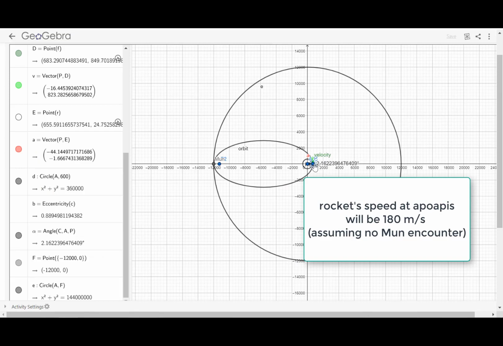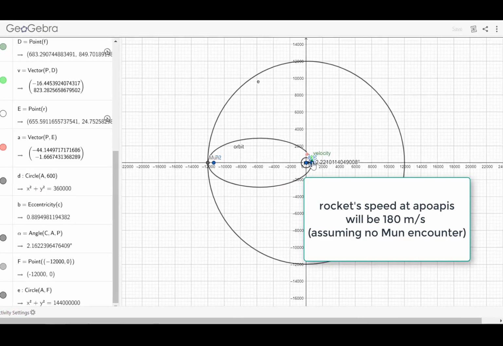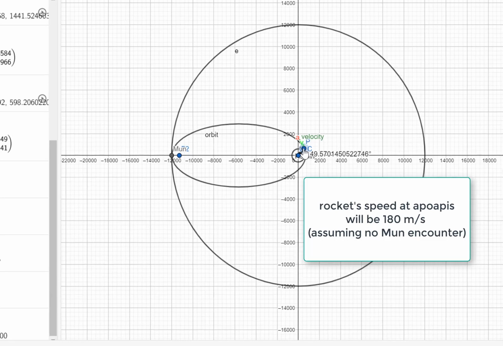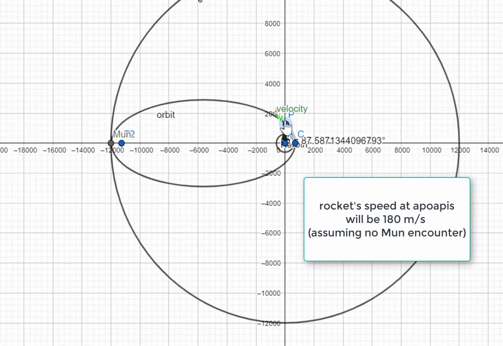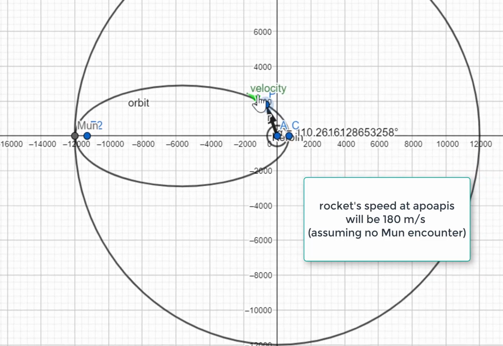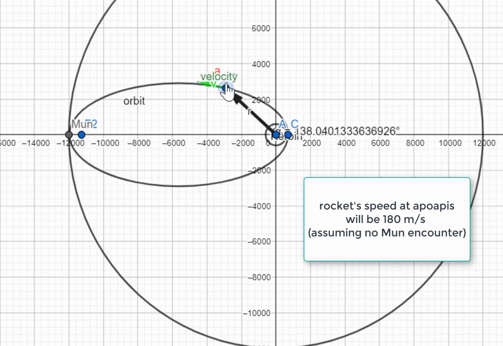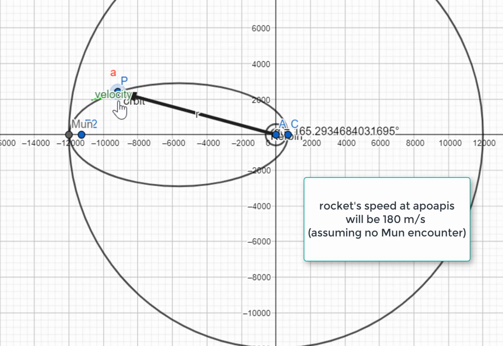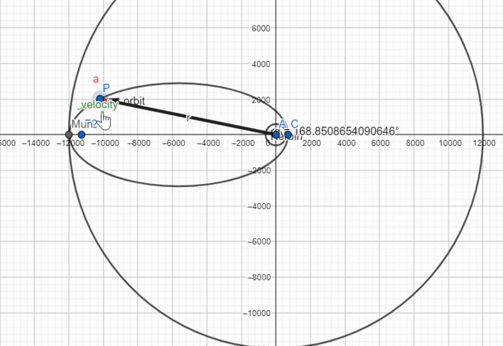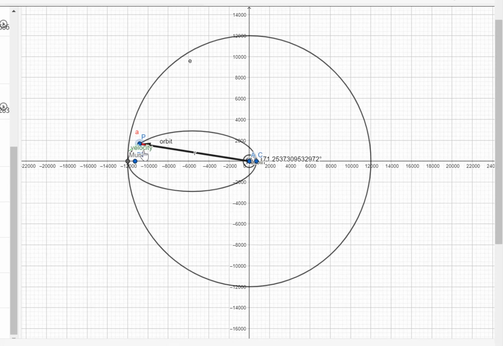Now this is the speed we would experience at the apoapsis of the transfer orbit, assuming the Mun was not there. We may not exactly reach this speed because as we approach the Mun, we will encounter its gravitational sphere of influence. And if we time the encounter correctly, its sphere of influence will dominate our orbit and affect our speed before we reach the transfer orbit apoapsis.